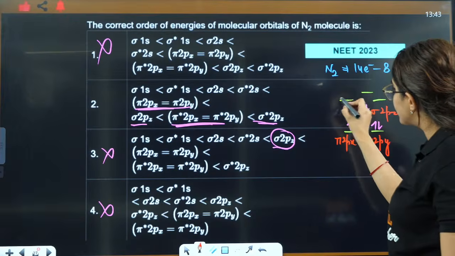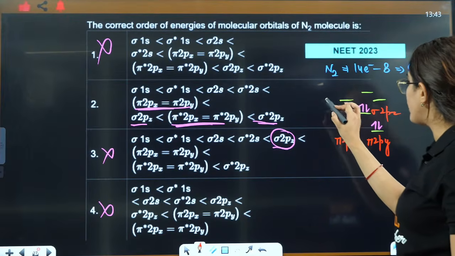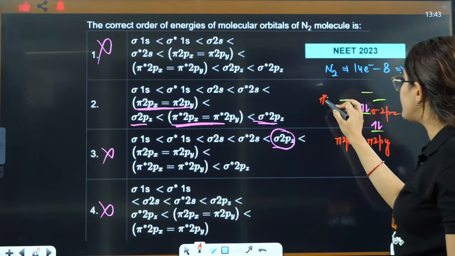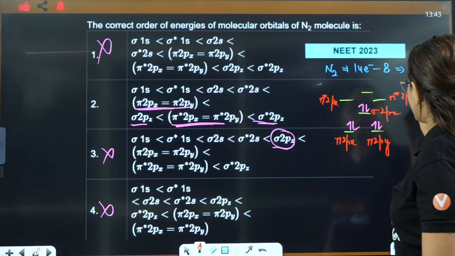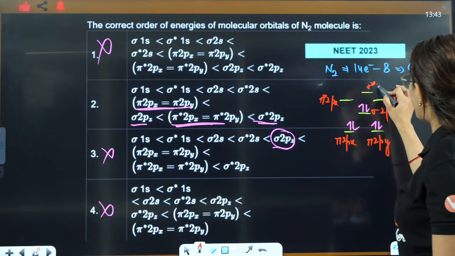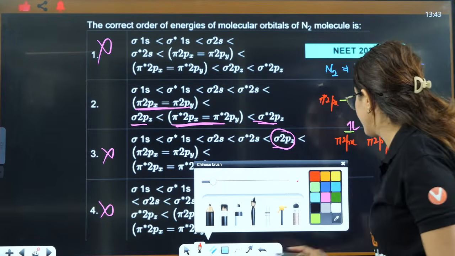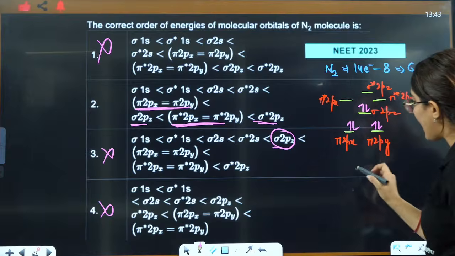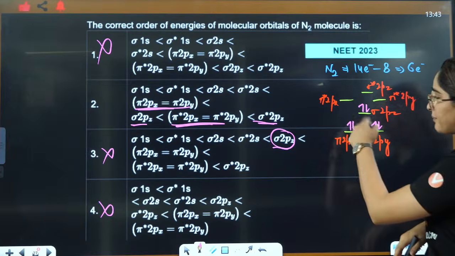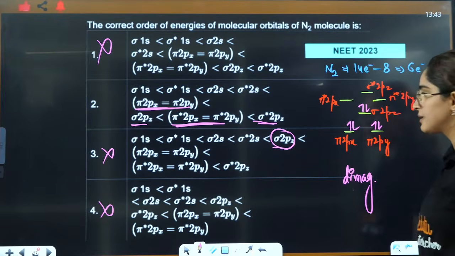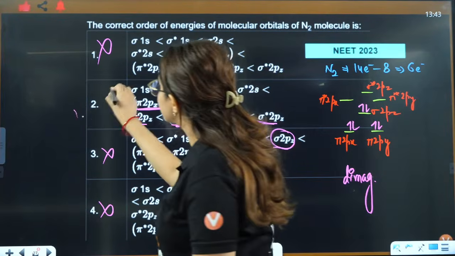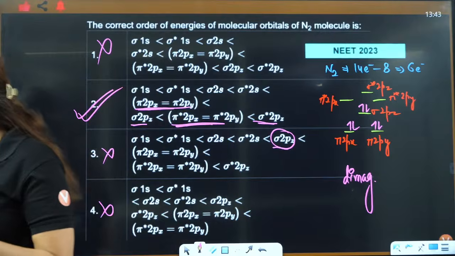Now the others, this one will be just the anti-bonding of this. This will be pi star 2px, pi star 2py. This is sigma star 2pz, right? So the answer is going to be, and there is no unpaired electron, so this is also diamagnetic in nature. Okay? So the answer will be 2 is the correct answer here. That's how you write it.